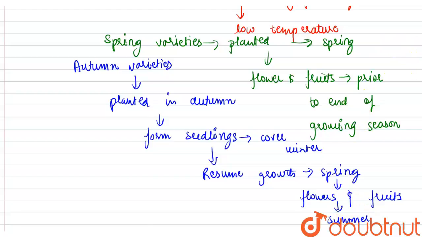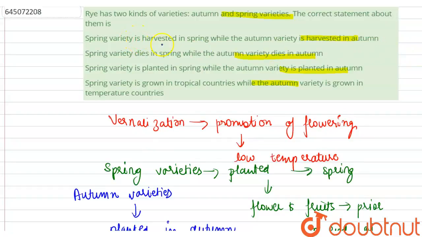So now let us discuss the options. The first option is: spring variety is harvested in spring while the autumn variety is harvested in autumn. Incorrect option. Spring variety dies in spring while the autumn variety dies in autumn. No, incorrect option.